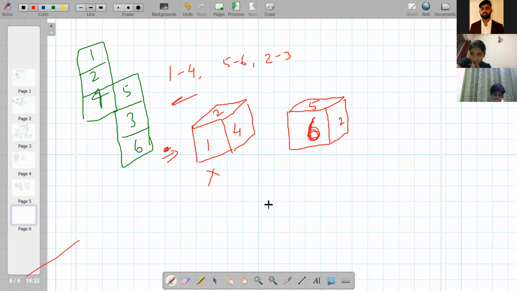No, sir. Both are opposite. 5 and 6 cannot be adjacent to each other.